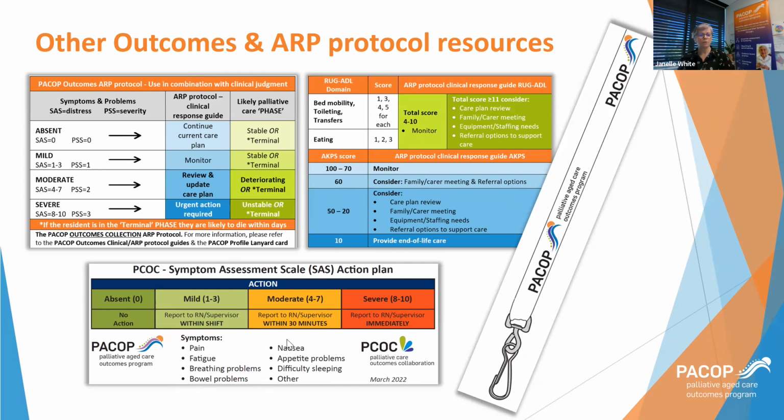And I've already shown you the SAS ruler. So this is an example of the SAS ruler for care workers that helps them know how to respond based on assessed scores. And then here you can see the SAS and problem severity and an appropriate response. And there's information about phase. And also the RUG-ADL and AKPS scores are there as well. So it just helps you start to consider how you should be responding to the resident scores that you've just assessed.